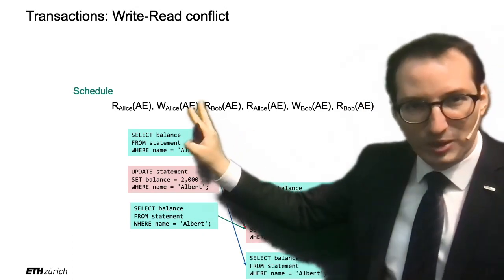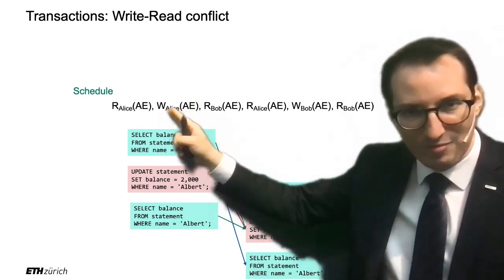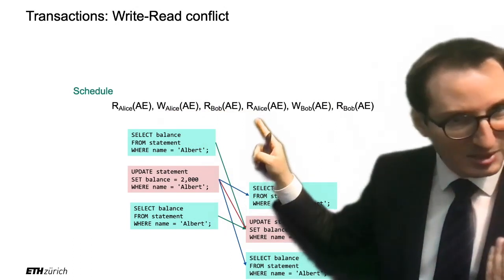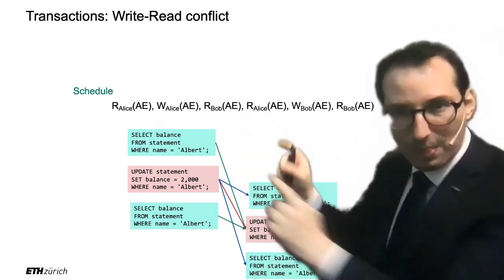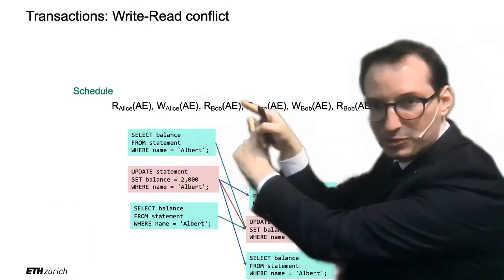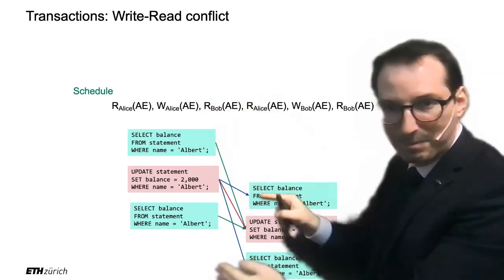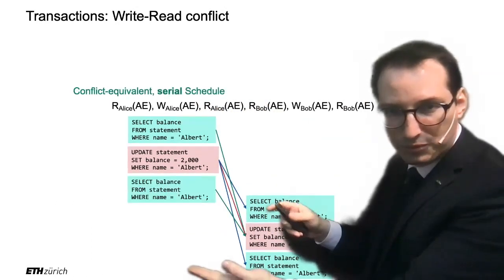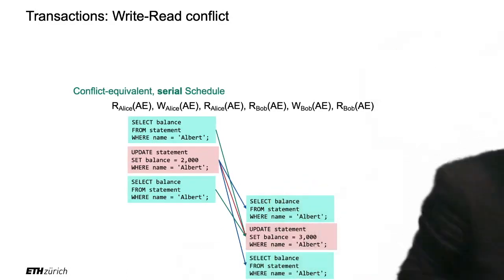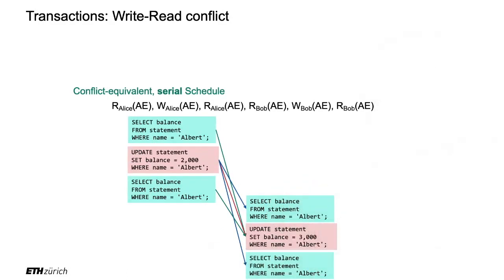So here, it was not serial, right? Because you have Alice, then Bob, then Alice. So this is not serial, but it's serializable because actually what you do is you swap these two. This is read-read, so you can swap them in a way that you don't impact any of the conflicts. So this is called serializable.